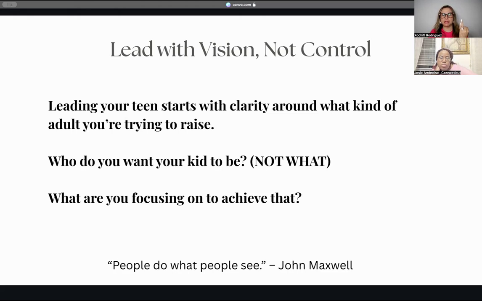When I was raising my kids and going through therapy grad school, I always asked myself, how would this behavior look 5 years from now? How will my reaction to my daughter's behavior look 10 years from now? And that's what I mean about leading with vision. Leading your teen starts with clarity around what kind of adult you're trying to raise. So that is the vision. What is it that I want to do with this tantrum that I can see reflected in that behavior 5 years from now?